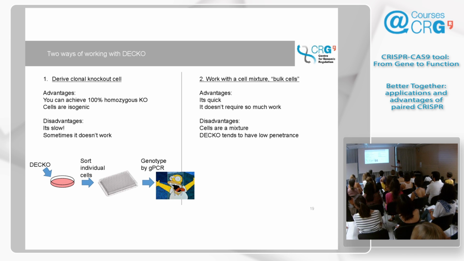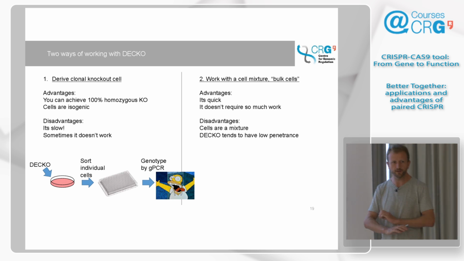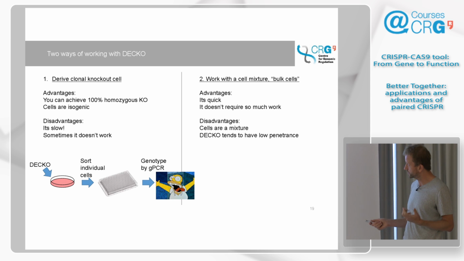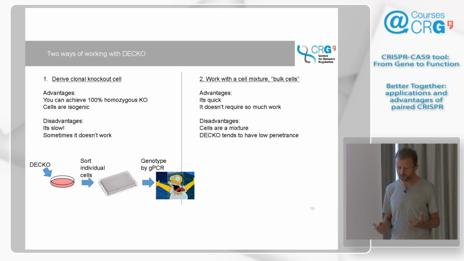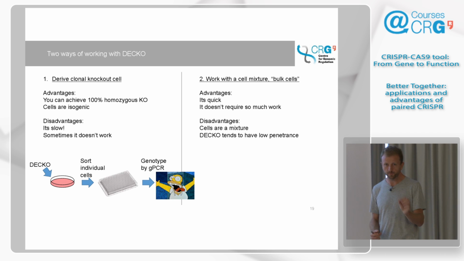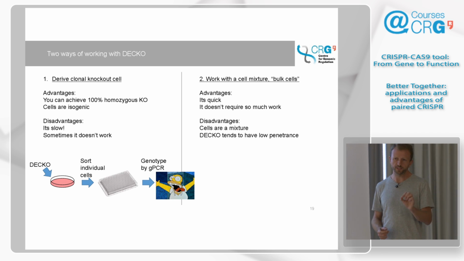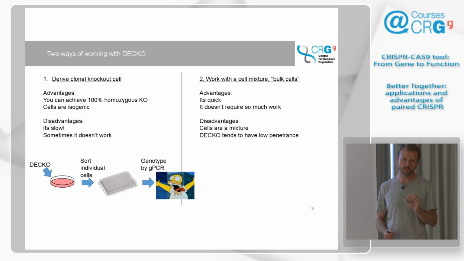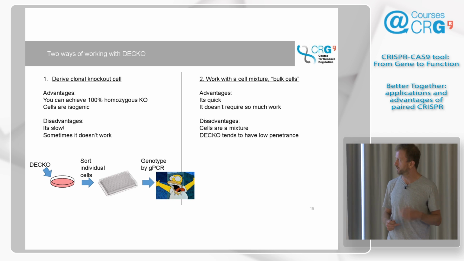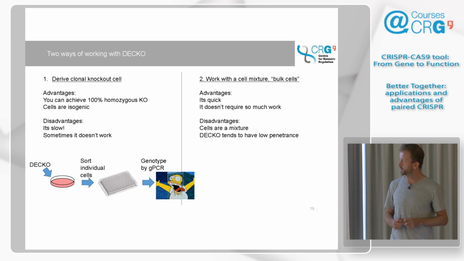If you wanted to derive a clonal cell line, the advantage is you can get 100% pure cells if the experiment works, and you've got those cells frozen down and you can use them forever. So the cells are isogenic. The disadvantage is that you go a bit crazy at the end because you sometimes have to sort hundreds of individual cells by FACS, grow them up, and genotype every single one, until you find a cell that has your correct knockout. And this crucially depends on the efficiency of this knockout, and the efficiency is sometimes not as good as we'd like it to be.